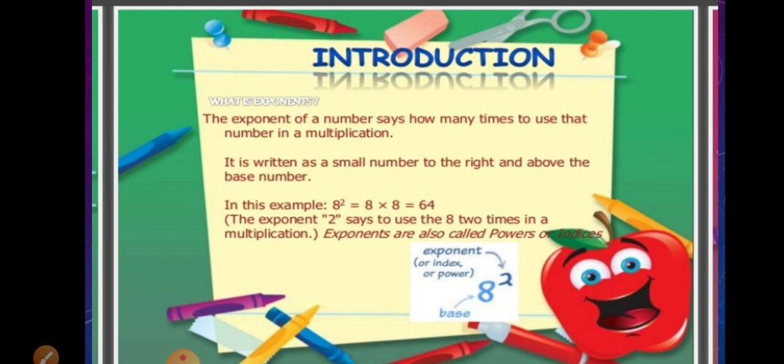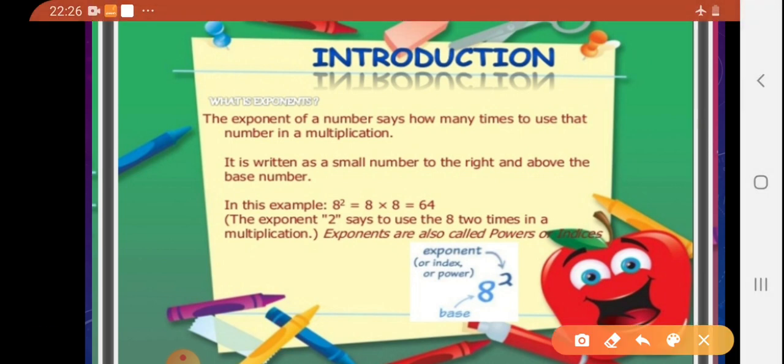For example, 8 to the power 2. Here 8 is the base and 2 is the exponent. It means that 8 is multiplied 2 times. That will give the answer 8 into 8, that is 64. That is why it is said the exponent 2 says to use the 8 2 times in a multiplication.